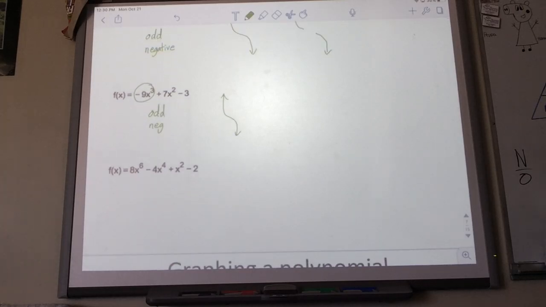Okay, last one. The exponent is even. So even means it's going to be like a U shape, like a quadratic. So both are going the same direction. So even is the same direction. And it is positive, which means we're not going to flip it over any. So it just looks like this. Or it could be split like this.